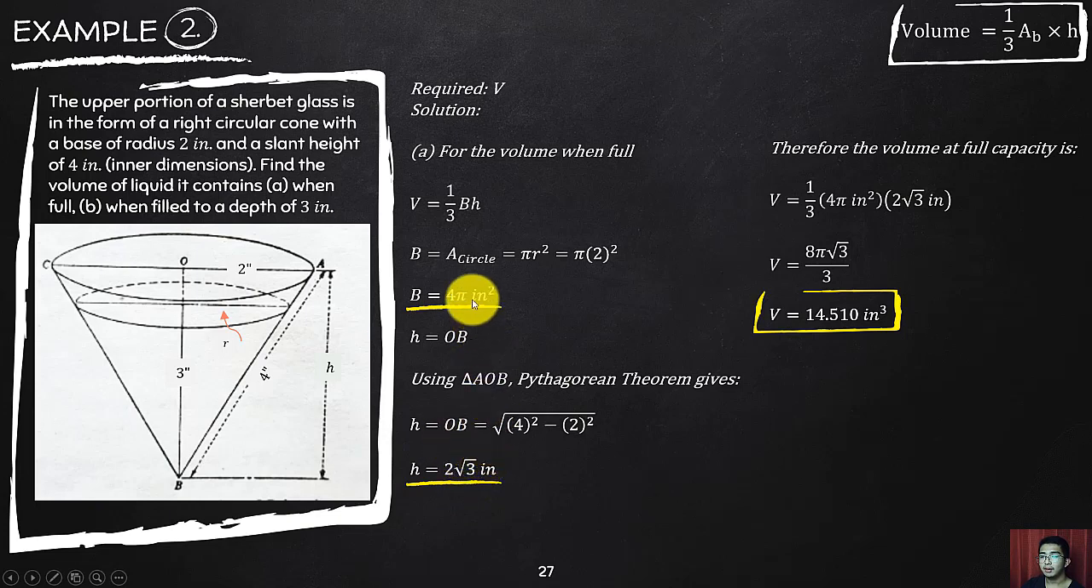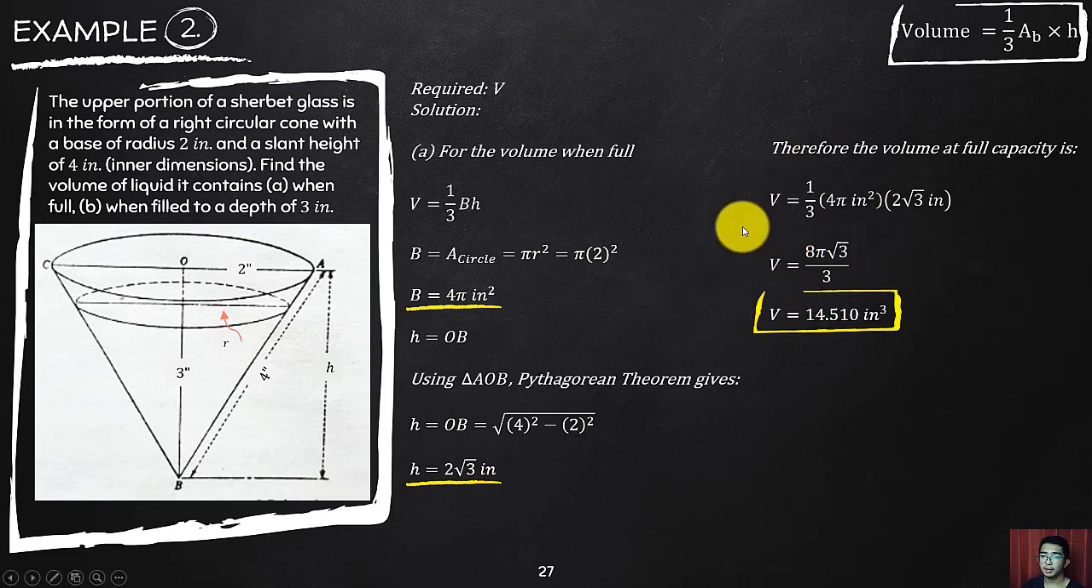So now that we have the area of the base and the total height OB, we can now solve for the volume at full capacity, which is simply 1/3 times 4 pi square inches times 2 square root of 3 inches, which gives you 14.510 cubic inches. So for final answers, it's best to give them in decimal form.